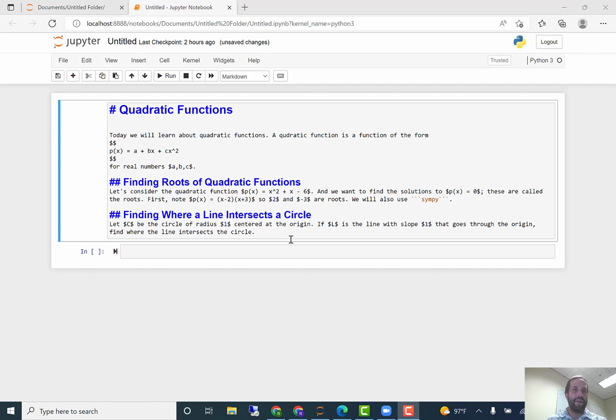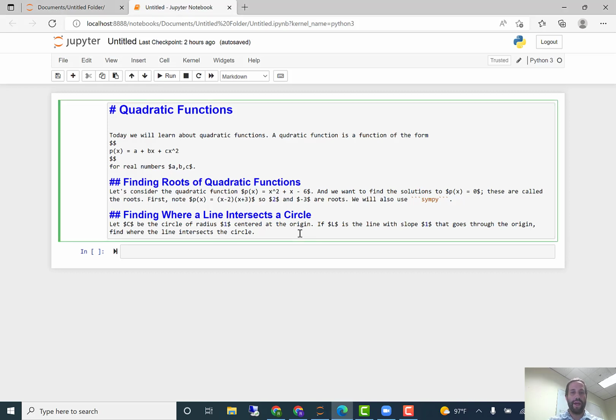If the line, so the line with slope 1 that goes through the origin, that's y is equal to x, and the circle has equation x squared plus y squared is equal to 1. And so the line is going to intersect the circle when y is equal to x. And that's going to happen when y and x are equal to the square root of 2, or when y and x are equal to negative the square root of 2. That's kind of one way to think through this, but let's sort of write this as a system of equations.